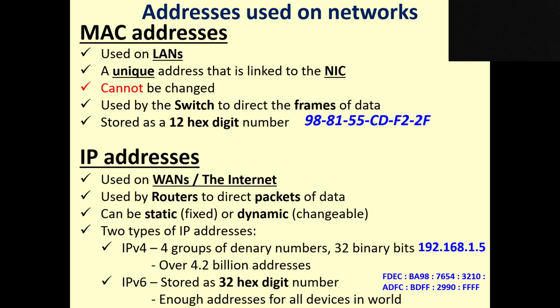So, just to recap, remember, MAC addresses are used on LANs. They are unique, they cannot be changed, and they're used by switches. IP addresses are used on WANs or the internet, used by routers, and they can either be static or dynamic. They can change when you log on. And there's two types, IP version 4 and version 6.